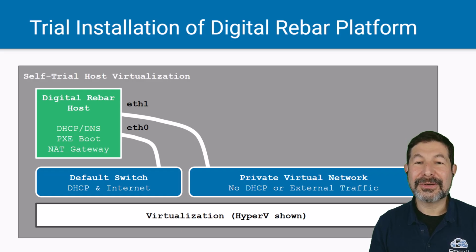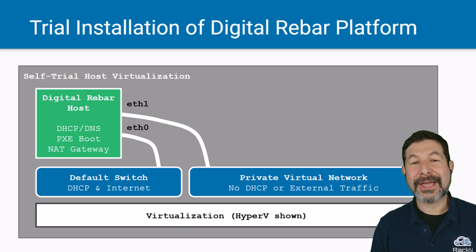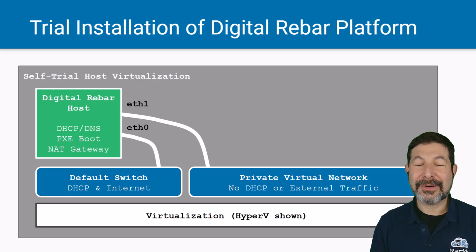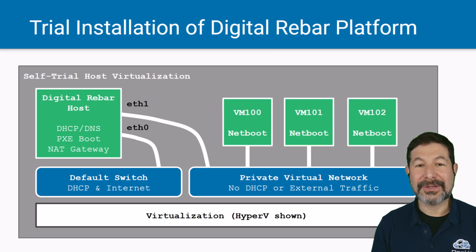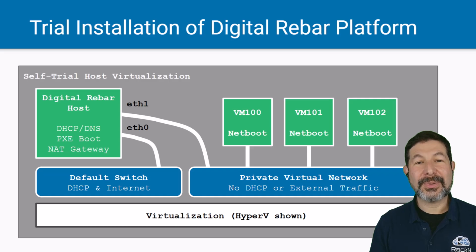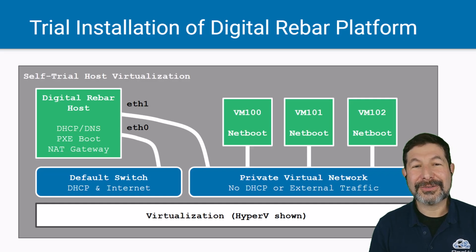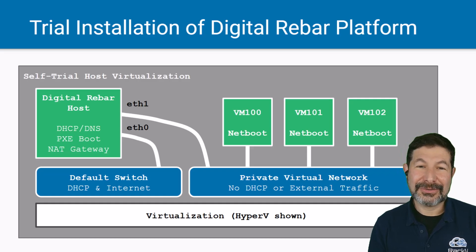From there, the Digital Rebar server will attach to both networks. Not only is it our DHCP and DNS server and our PXE boot server, it is also our NAT gateway in this configuration. And from there, we're able to boot, provision, and run systems through a full lifecycle in this environment. It's a very fast and easy way to test Digital Rebar on your desktop without needing any additional setup.